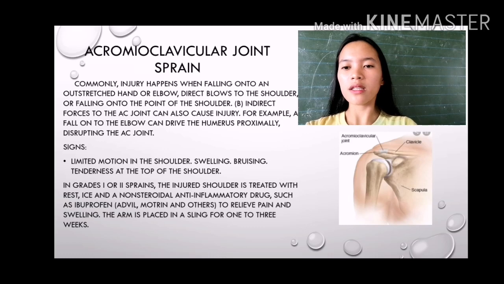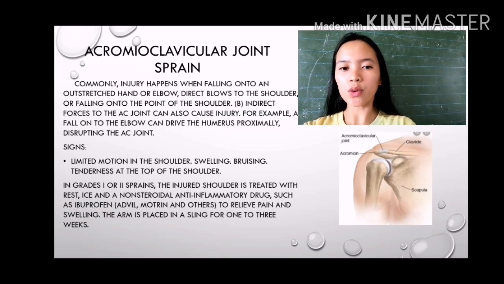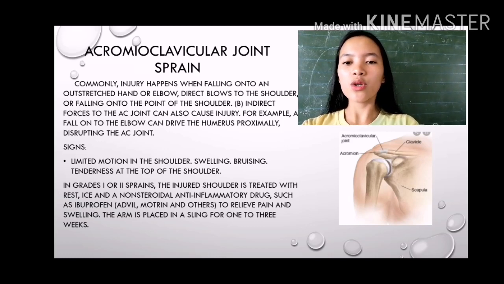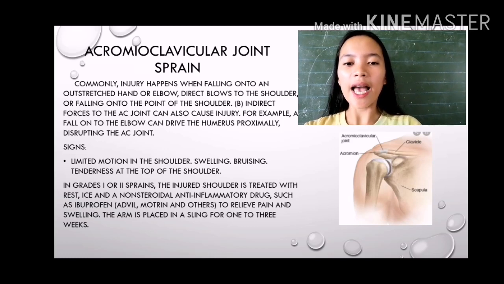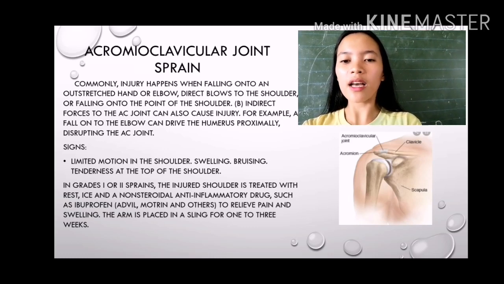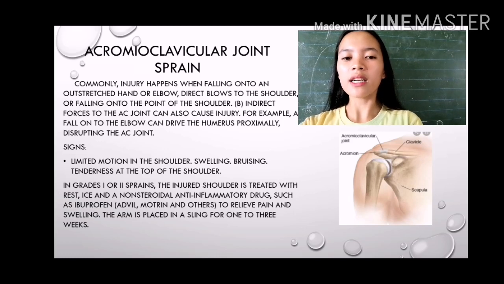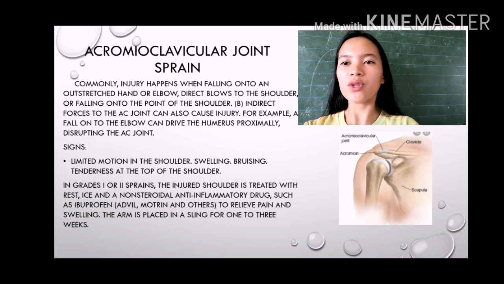For acromioclavicular joint sprains in grades 1 or 2, the injured shoulder is treated with rest, ice, and a non-steroidal anti-inflammatory drug such as ibuprofen to relieve pain and swelling.